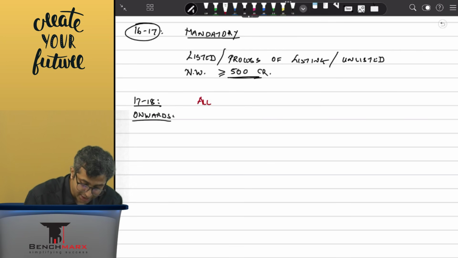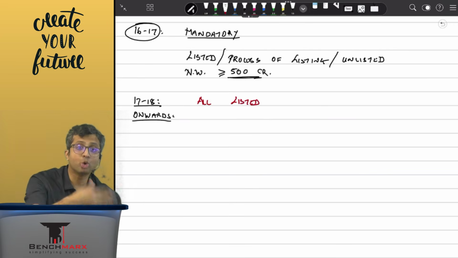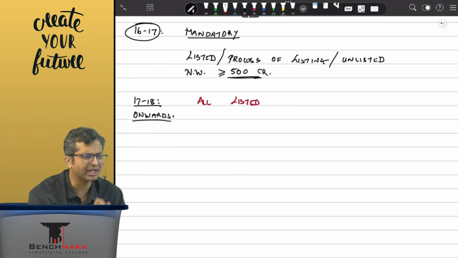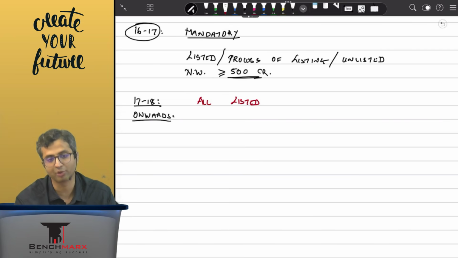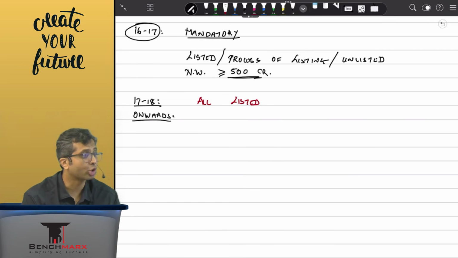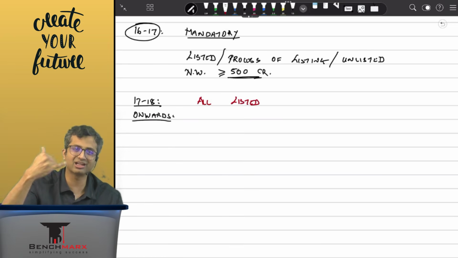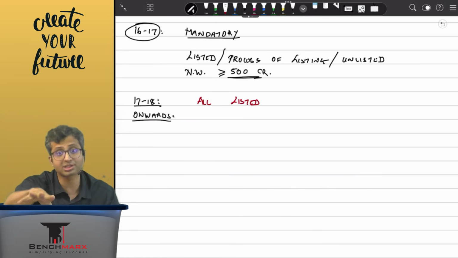listed companies, all, which means I don't look at your net worth. The moment you are listed, you might be a tiny company who is listed, does not matter. The moment you are listed, you will have to follow Ind AS. Why? A lot of FII, have you heard? Foreign institutional investors, a lot of FIIs invest money directly in a listed company. Investing in a private company is very difficult.